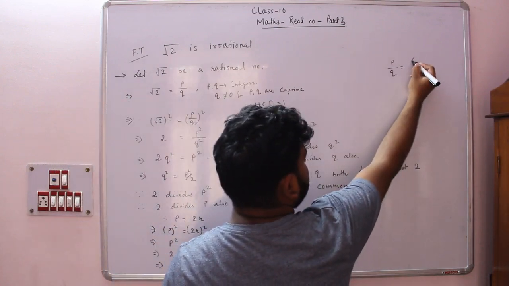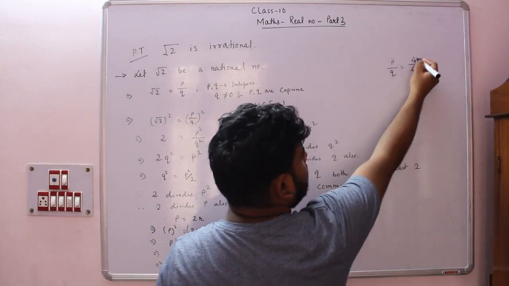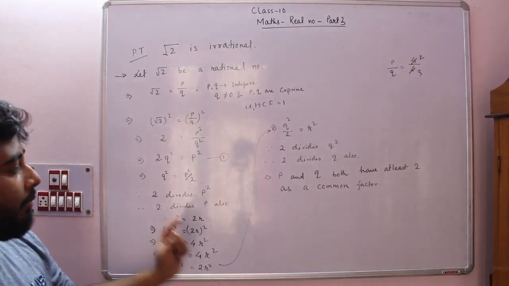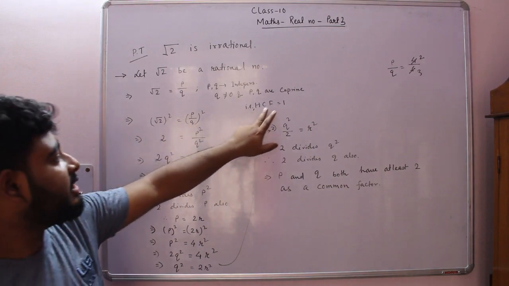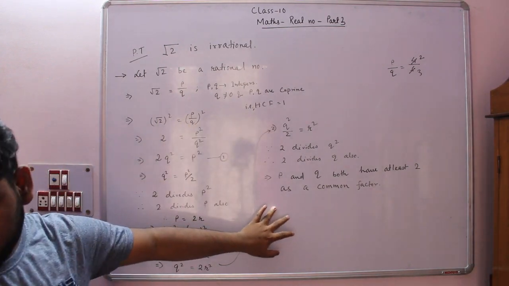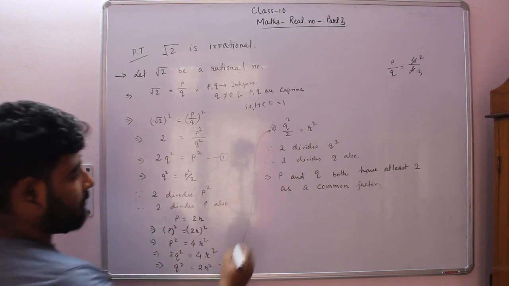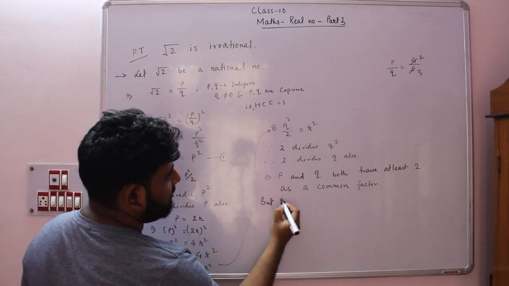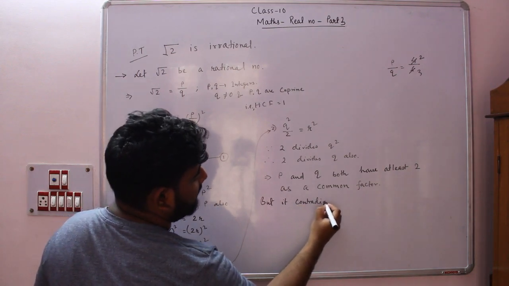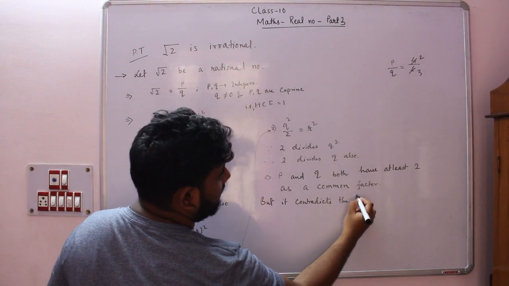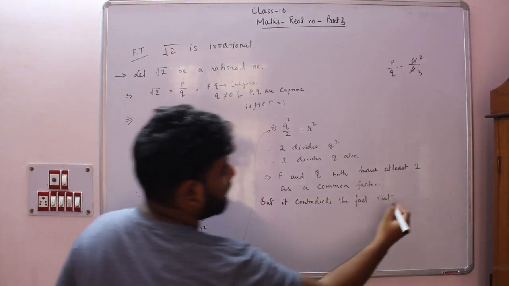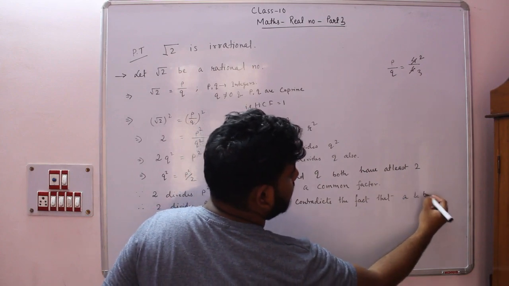So it is like 4 and 6. Two 2s are 4, two 3s are 6, that means both are divisible by 2. But we assumed that their HCF is 1 because they are co-prime. But our assumption was wrong. So what will you write? It contradicts the fact that p and q are co-prime.